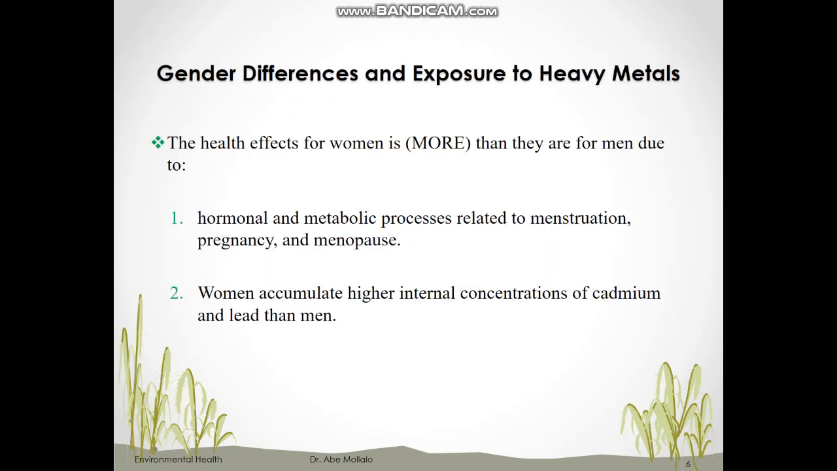Also, health effects of exposure to heavy metals depend on gender and vary in men and women. Actually, the effects of exposure to heavy metals in women are more serious than in men, and this is because of two main reasons. First, hormonal and metabolic processes related to menstruation, pregnancy, and menopause in women, and also naturally women accumulate higher concentrations of heavy metals in their bodies, such as cadmium and lead, compared to men. That's why women are at higher risk of exposure to heavy metals than men.